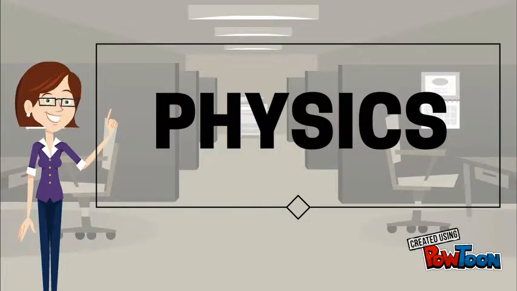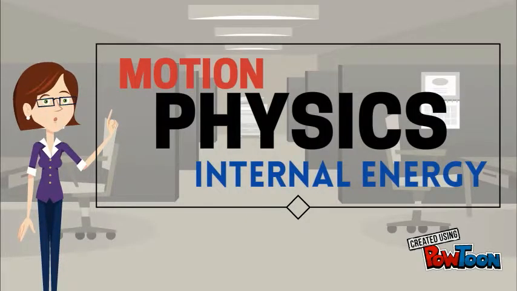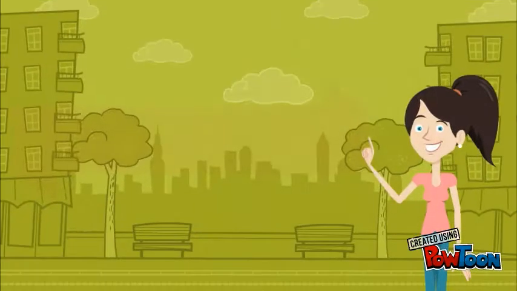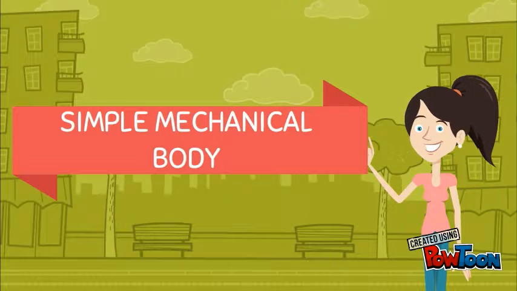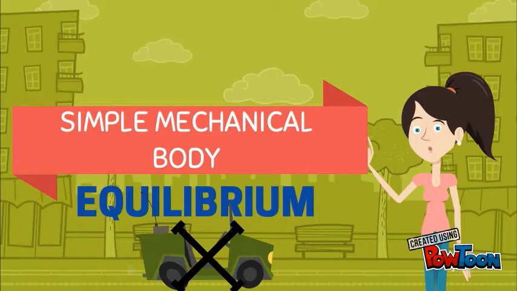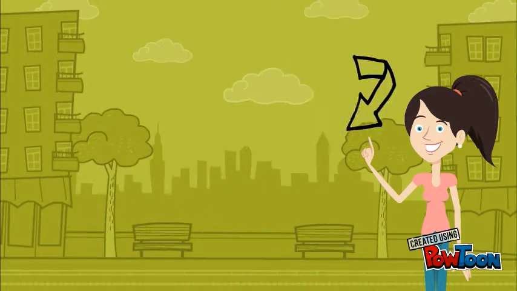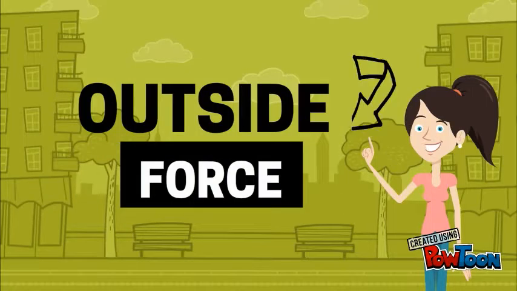In physics, equilibrium is the condition of a system when neither its state of motion nor its internal energy state tends to change with time. A simple mechanical body is said to be in equilibrium if it experiences neither linear acceleration nor angular acceleration. Unless it is disturbed by an outside force, it will continue in that condition indefinitely.